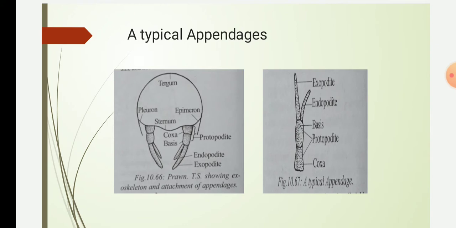In the figure you can clearly distinguish between the different parts, the different segments of the appendages. Now the next picture, figure 10.67, is a typical appendage of a crustacean. The coxa and basis form the protopodite, followed by the two finger-like projections, the endopodite and exopodite.